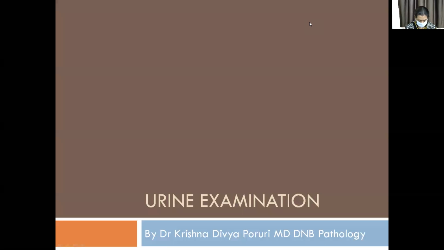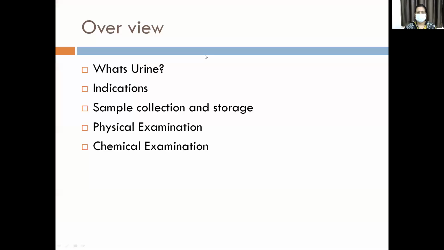I have already told you about the HbS, hemoglobin estimation, right? So I'll be taking 2 classes about urine examination. The overview of the class will be about what is urine, why we should do urine examination, the sample collection, storage, the physical examination, the chemical examination. I will be covering only half of the chemical examination today, and the rest will be covered tomorrow, right? With urine microscopy in the next class.